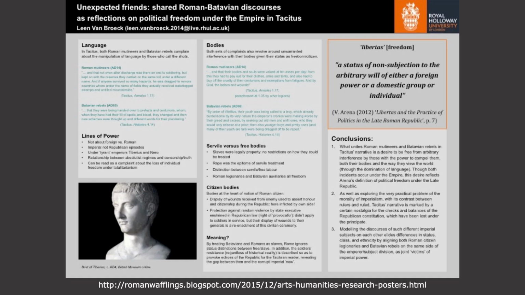So here is a poster based on Unexpected Friends: shared Roman Batavian discourses as reflections on political freedom under the empire in Tacitus. What we see here is, we actually do have a conclusion section, but we are building to that with blocks of information. We aren't using introduction, methods. We have the tools that we are going to build our conclusion out of as essential parts. And when somebody reads this as a standalone thing, they're able to see that structuring happening. So that is one approach you can do.